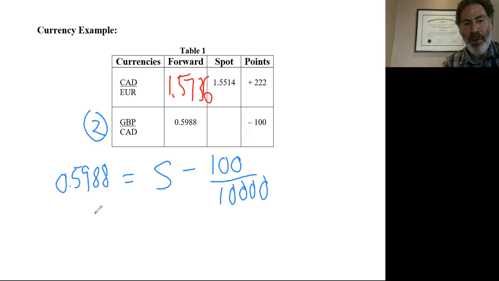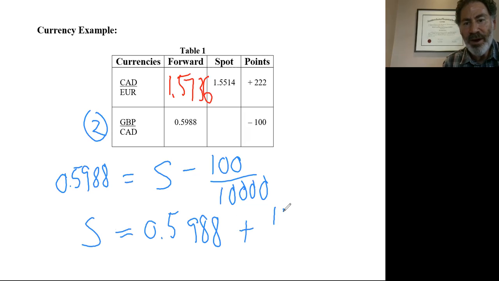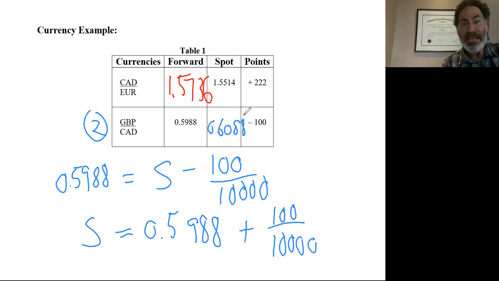And of course, if we do this math, okay, let's calculate this. We're going to have the spot equal to, I'll just bring it to the other side, I'll write it this way: 0.5988 plus 100 divided by 10,000. Okay, and so what do we end up with? I'm just using my calculator to calculate it here, and I end up with 0.6088. Okay, so this makes sense.